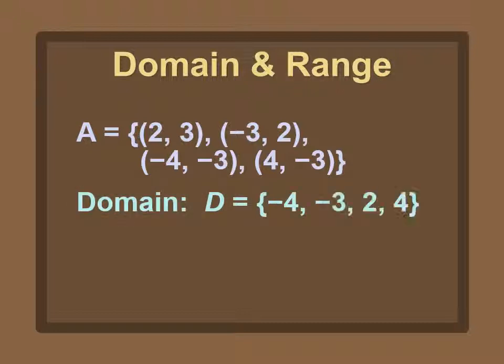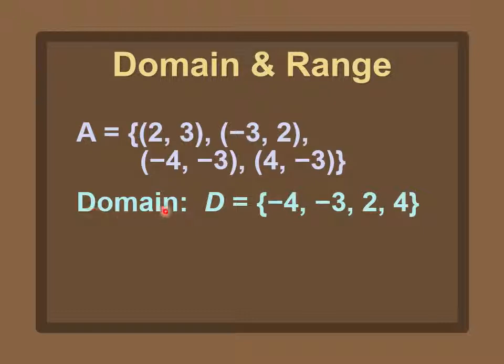So if we want to know what the domain of relation A is, we would look at all the x's. So what is the x for this ordered pair? Well, it's 2. So 2 is going to be in our domain. What is the x value for this ordered pair? -3. So that will be in our domain. The x value for this ordered pair is -4. So -4 will be in our domain. And the x value for this ordered pair is 4. So 4 will be in our domain.